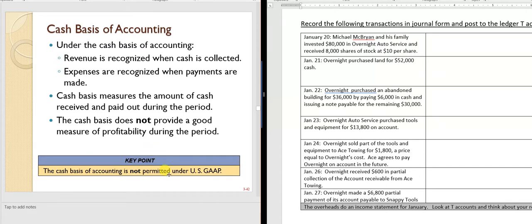Cash basis of accounting is not permitted under GAAP. The reason a lot of people get fooled is because the cash basis of accounting is what a lot of us use for our personal income taxes. The reason the IRS allows it is because it's easier, and in tax simplification, we want to make sure that everybody can do it and people can file their own taxes. So they allow the cash basis of accounting for individuals, not for corporations.